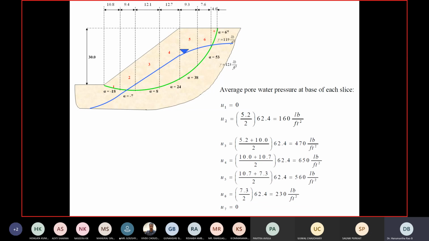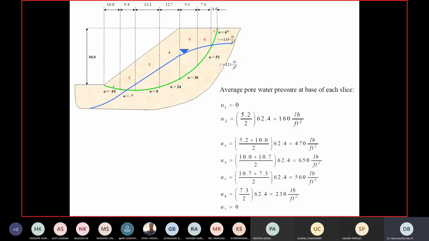And similarly for slice numbers 3, 4, 5, 6, and 7. In fact, for slice number 7, there is no groundwater or seepage, so the pore water pressure corresponding to 7 is 0. The phreatic surface is not passing through slice number 1 and slice number 7, so U1 and U7 are 0. For all the remaining slices, one has to calculate the height of water rise in the piezometer tube. That height has been given here.